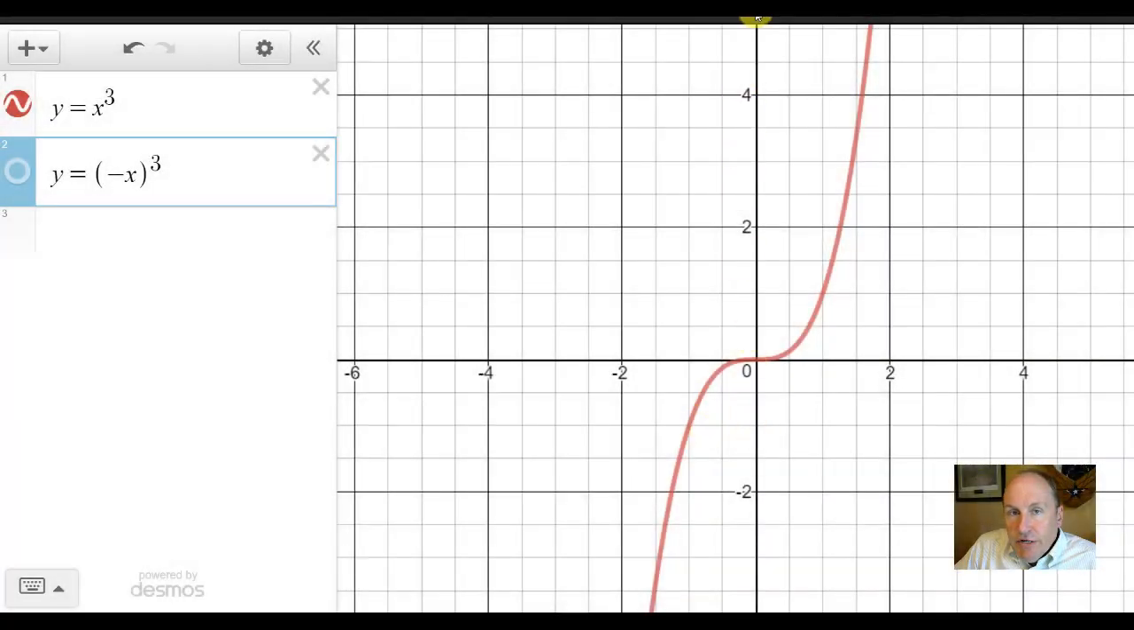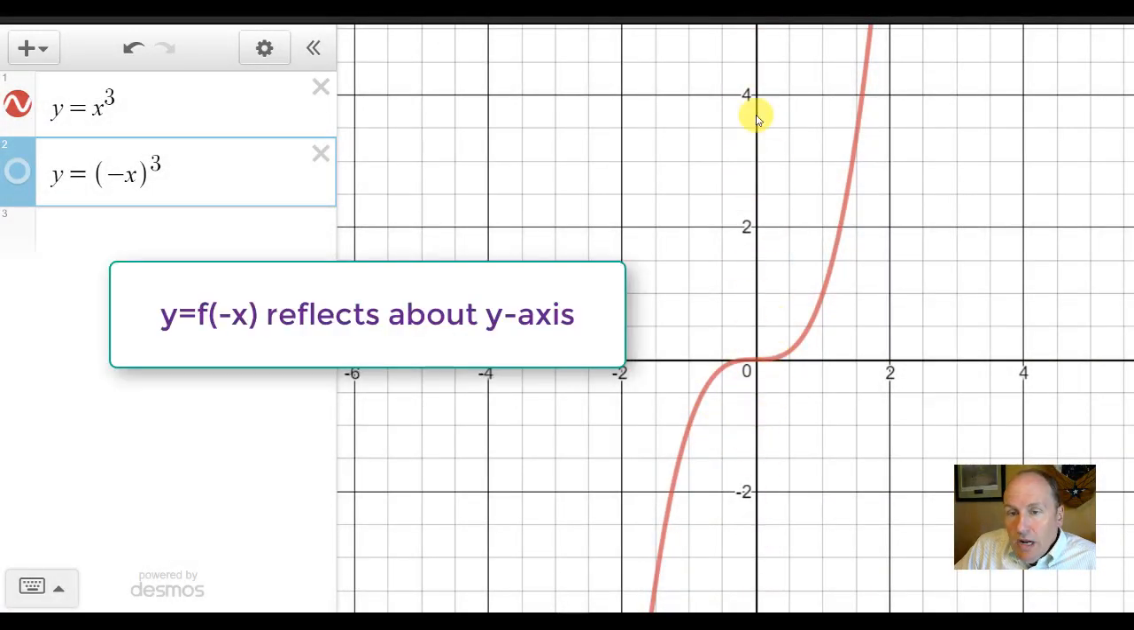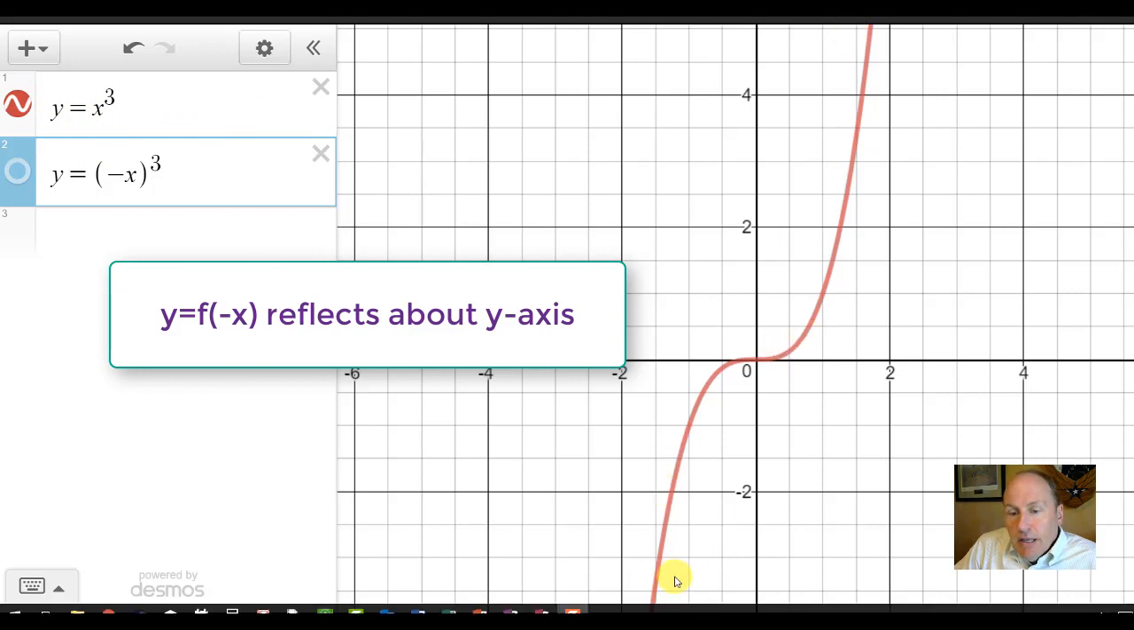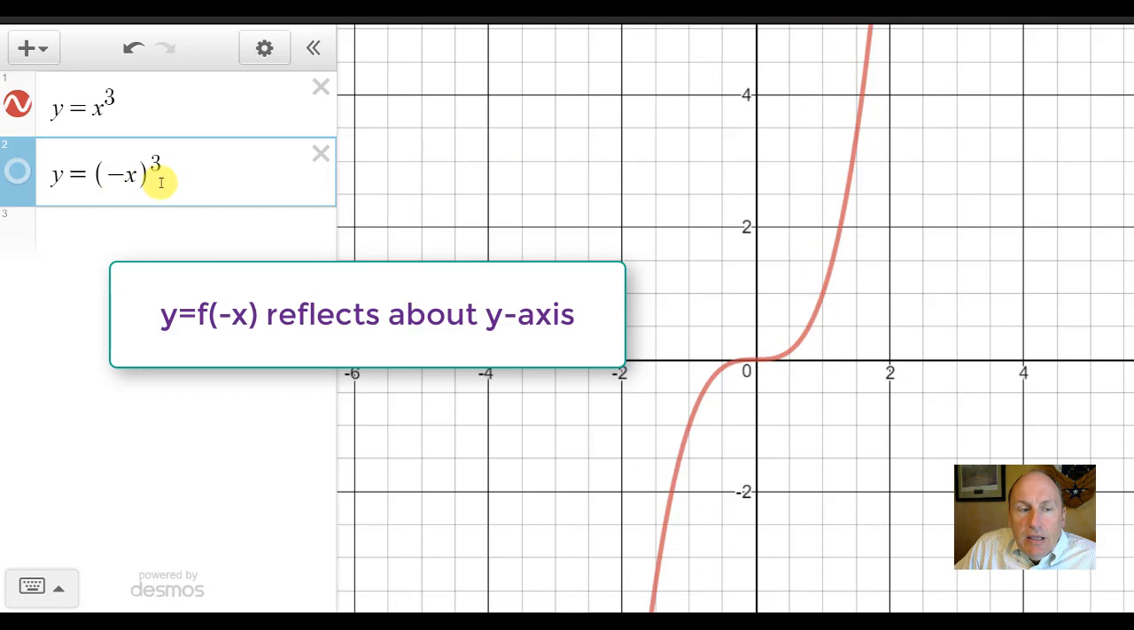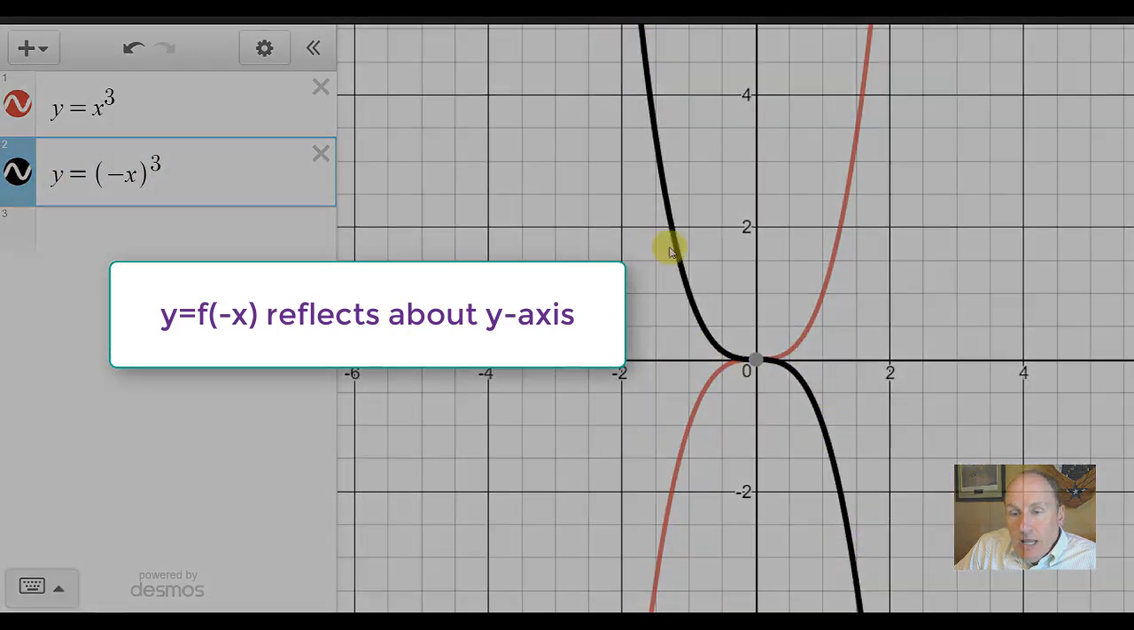If we want to reflect a function about the vertical or y-axis, then we change the inside of the grouping and we turn it into a negative. So for example, if we have the parent function y equals x to the third power, or the cubic function, which looks something like this red curve here, and we want to reflect it about the y-axis or vertical axis, we put the negative x on the inside of the grouping. So negative x is now being cubed. When we do that and graph it, we see something that's reflected about the vertical axis.